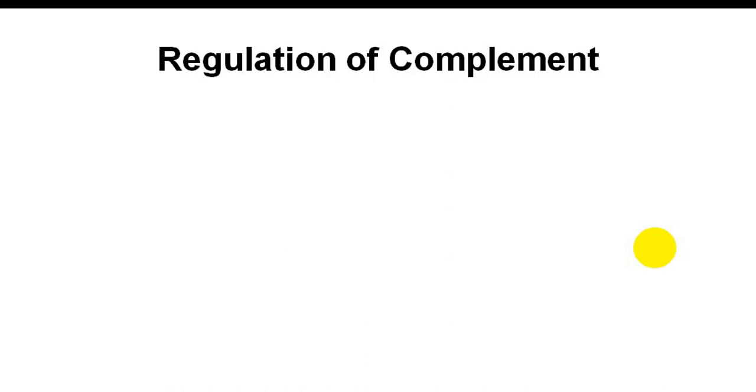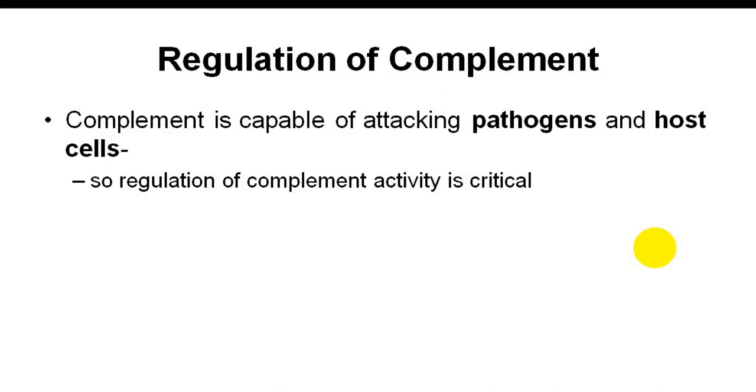A host cell might get injured or might get killed by complement activation, and therefore the complement should always be regulated. If the complement system is not regulated, it might always be possible that the host cell might get inadvertently affected by the complement system. So what are the key points of regulation of complement? Complement is capable of attacking pathogen and host cell. So that is the reason.